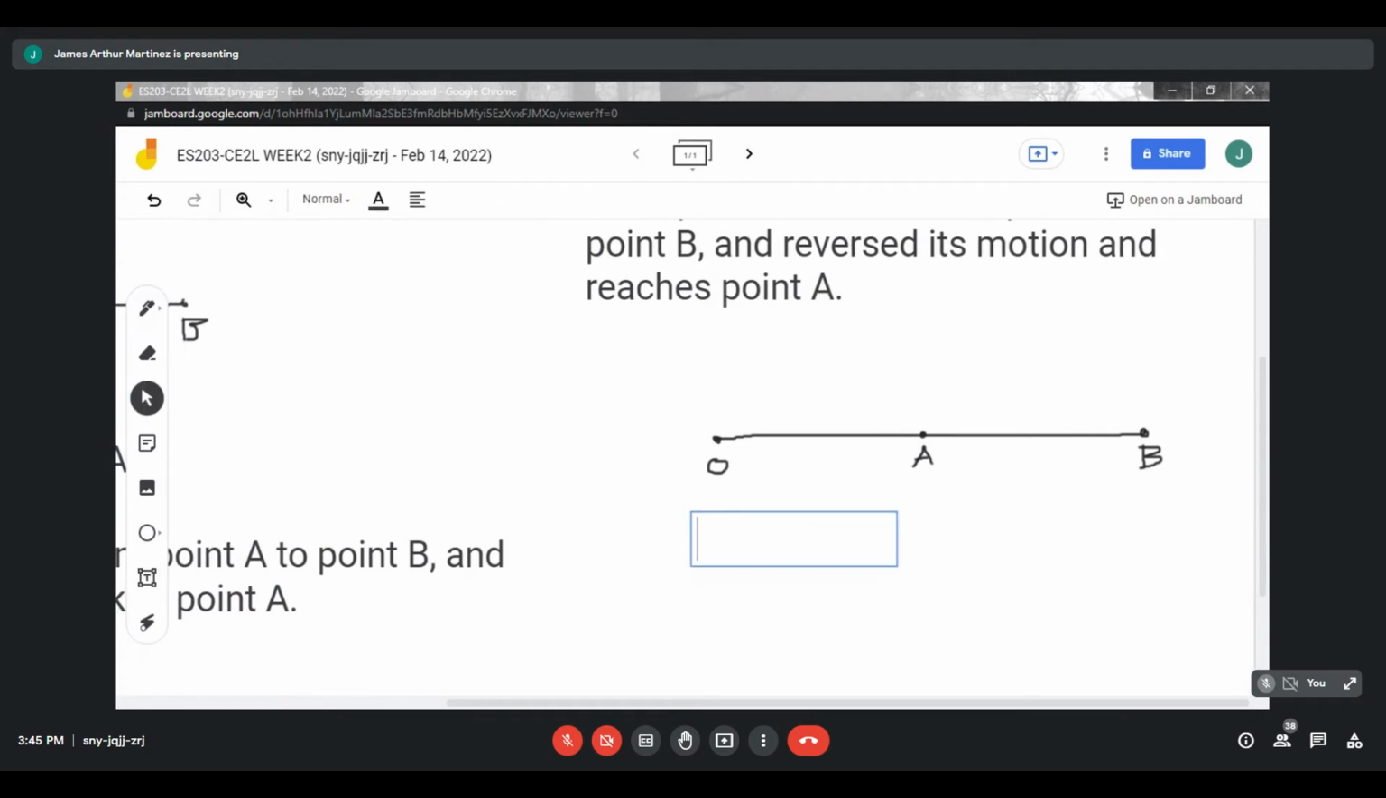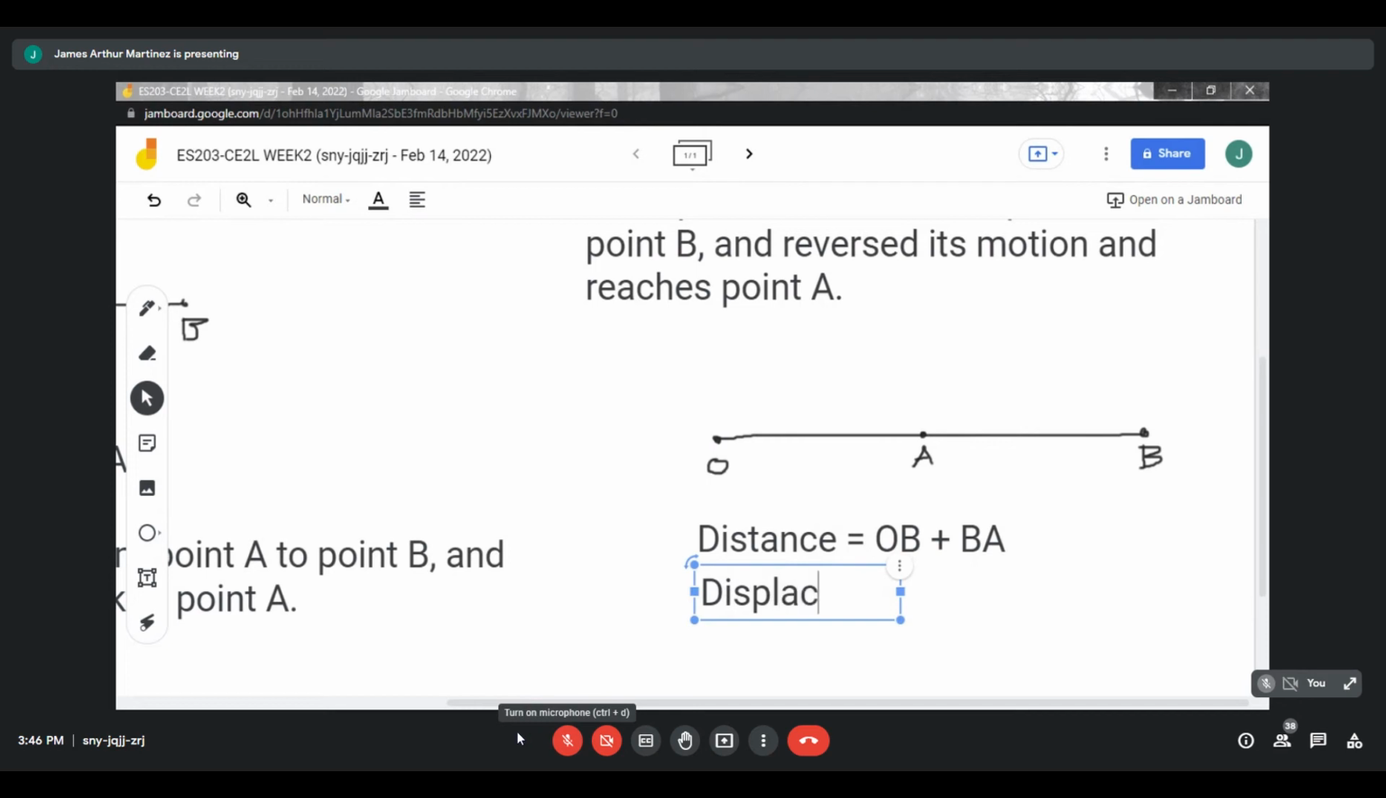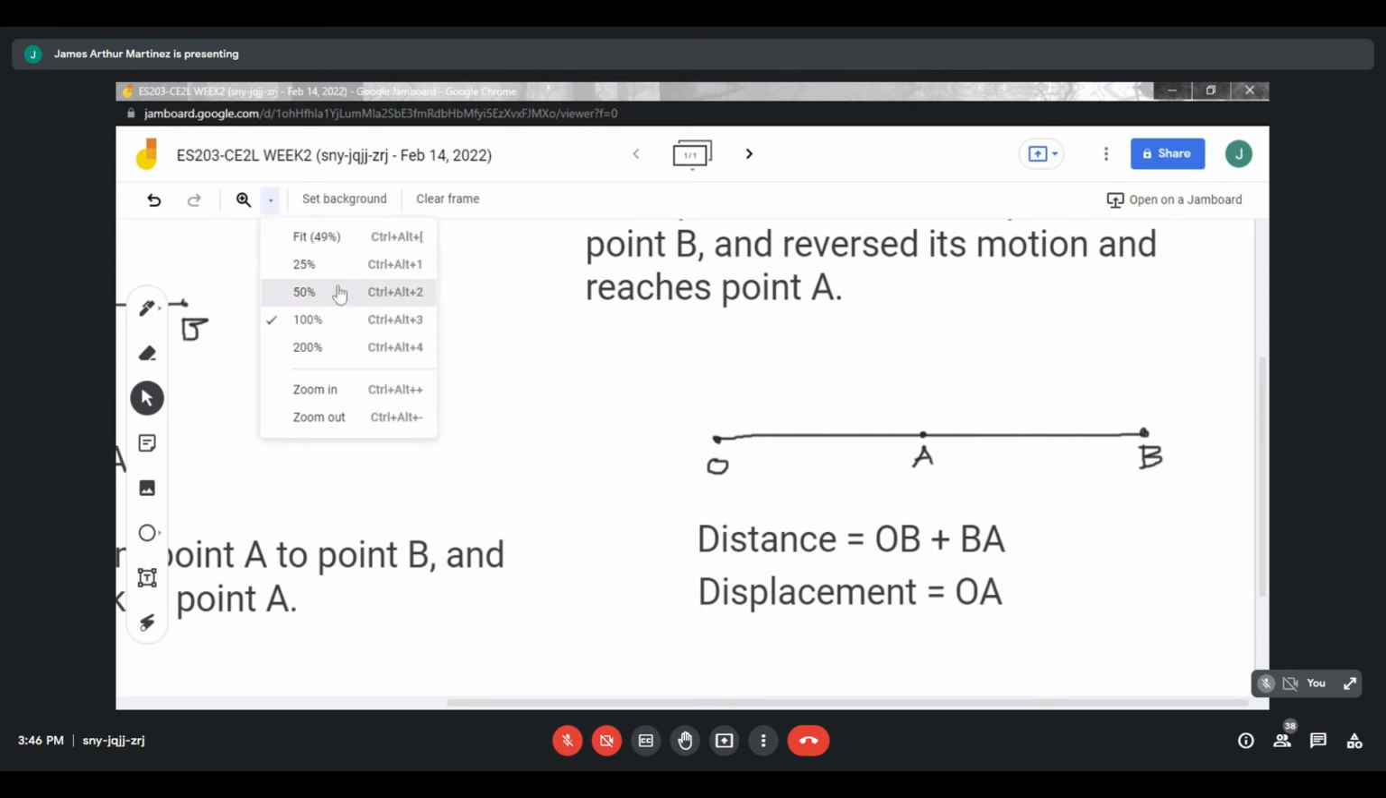So let us determine the distance traveled by the particle. So distance, again, is the total accumulated length traveled by your particle, OB plus BA. That is the total distance that it traveled. And then for the displacement, so displacement is equal to, so the final position is point A and the original position is point O. Therefore, its displacement is just equal to OA. So that's all. I hope they understood their difference.